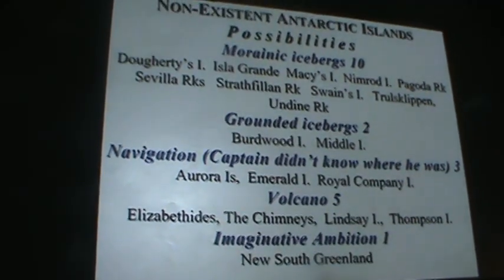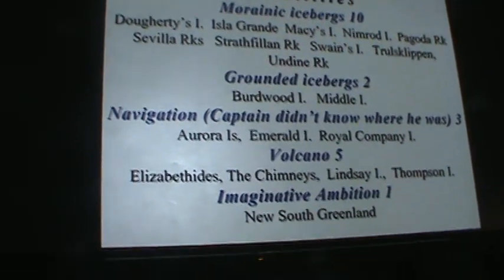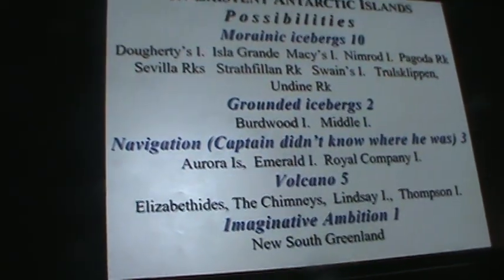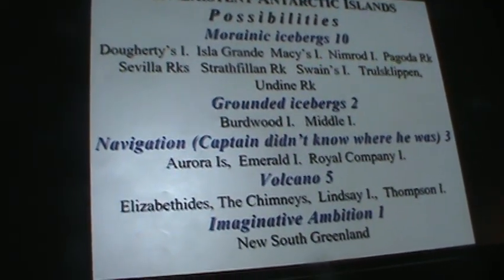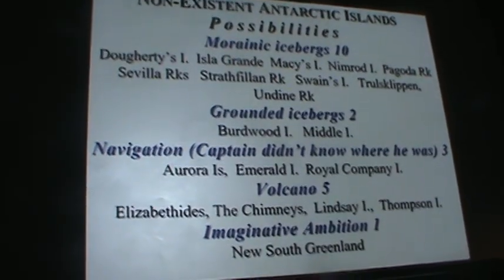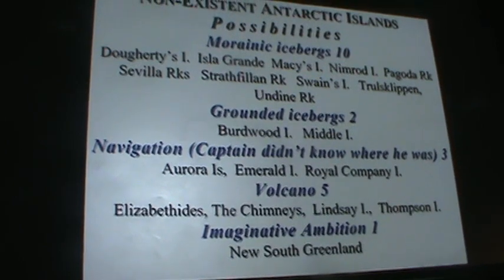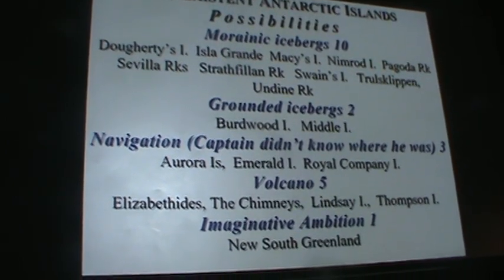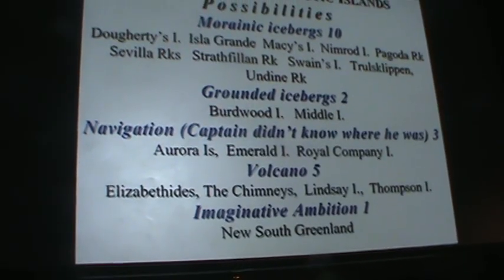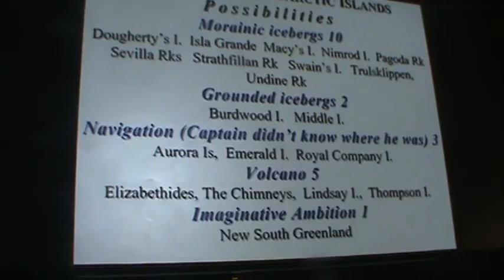So, ladies and gentlemen, we've run round. I gave you a score. There's about 10 of them that might be icebergs with moraine on them. Grounded icebergs, Birdwood, perhaps Middle. There's several of them where the captain really didn't know where he was. And volcanoes, well, we could have Middle Island in that too. And imaginative ambition. That was Captain Benjamin Morrell living up to his reputation.